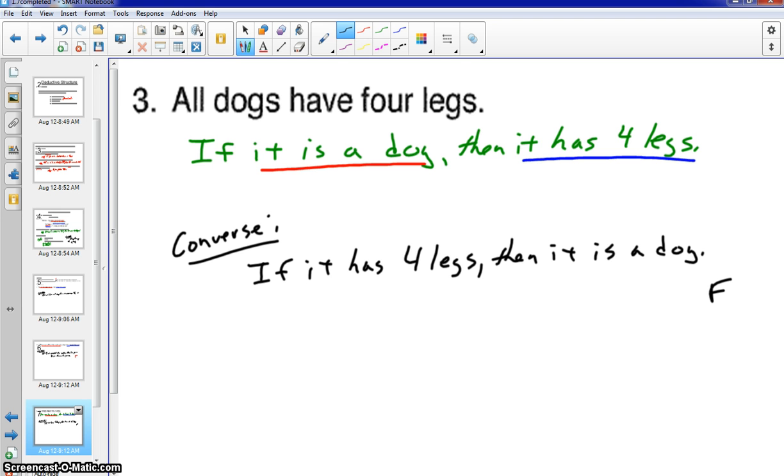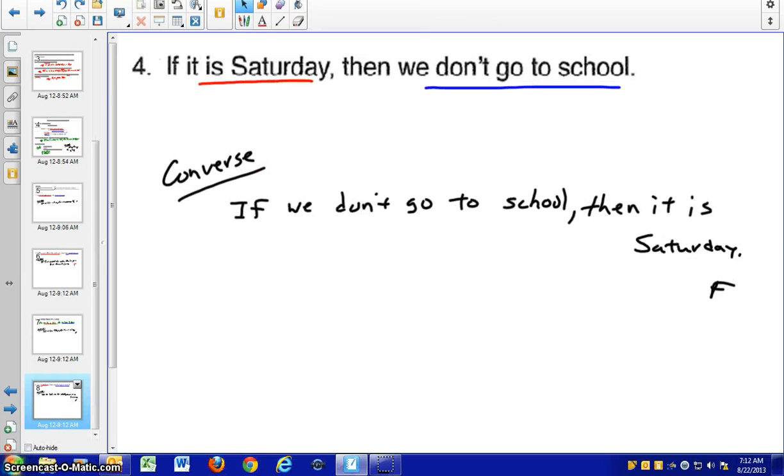Go ahead at this point in time, please pause the video, go ahead and do example 4. When you have finished, press play to check your answers. And here's the answer to number 4. It is Saturday is the hypothesis. We don't go to school is the conclusion. The converse, if we don't go to school, then it is Saturday, and that is false. And this concludes section 1.7.